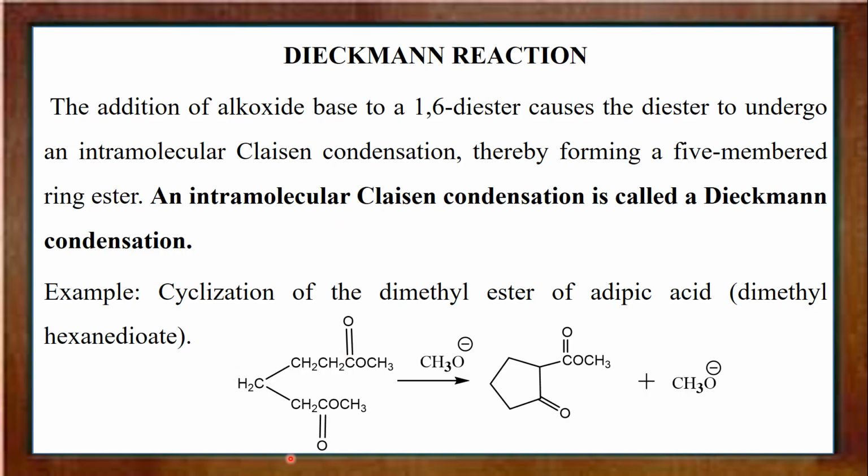The reactant molecule has two ester parts, both containing alpha hydrogens. With that we add an alkoxide base that generates an enolizable carbanion that attacks another carbonyl carbon, pushing out the alkoxide, resulting in a cyclic beta keto ester, and this is the Dieckmann condensation.